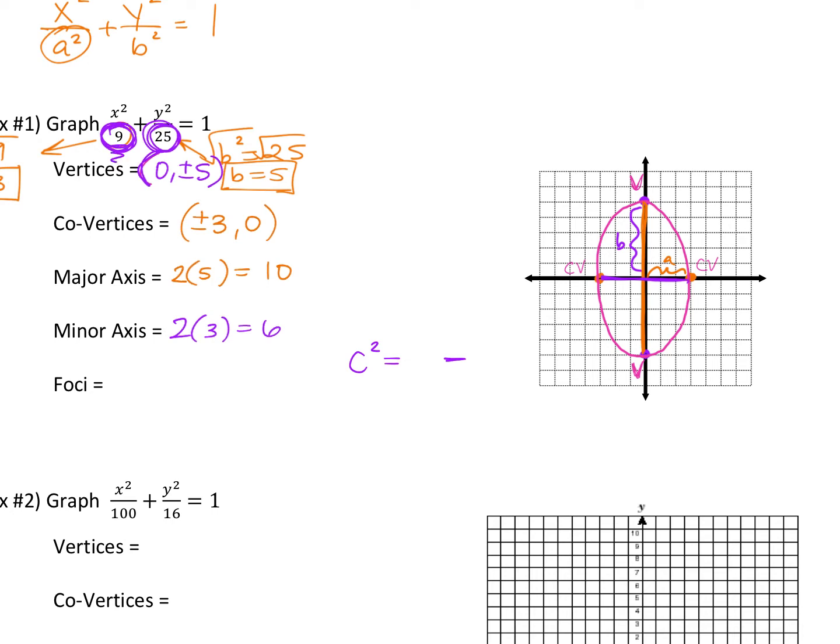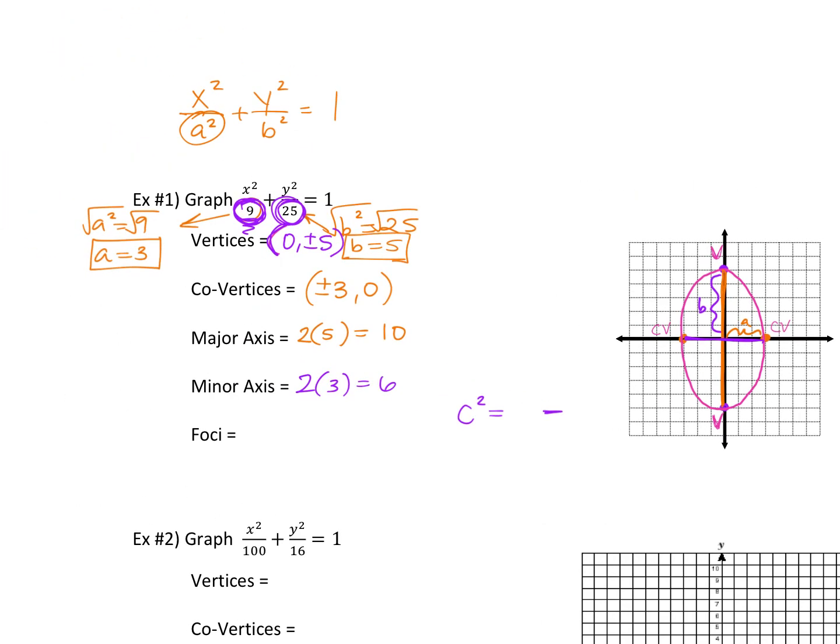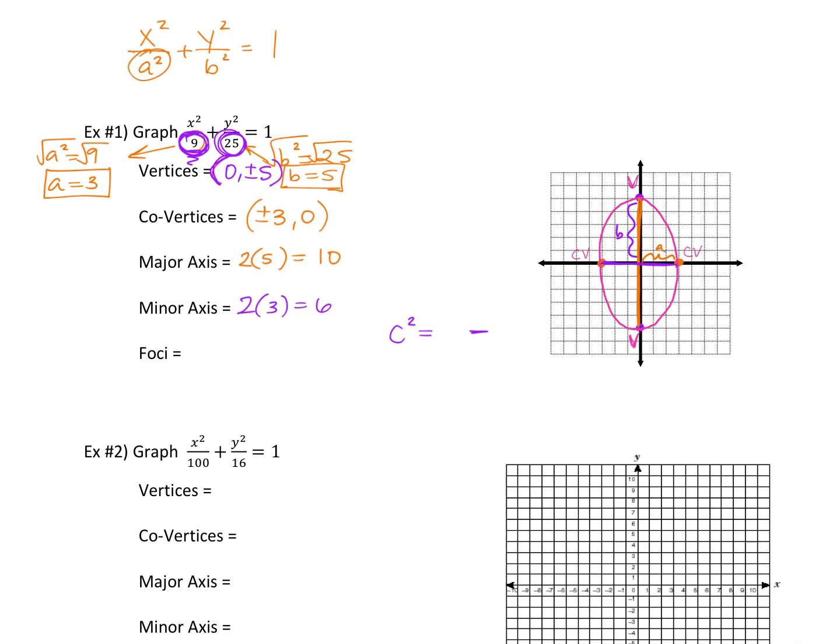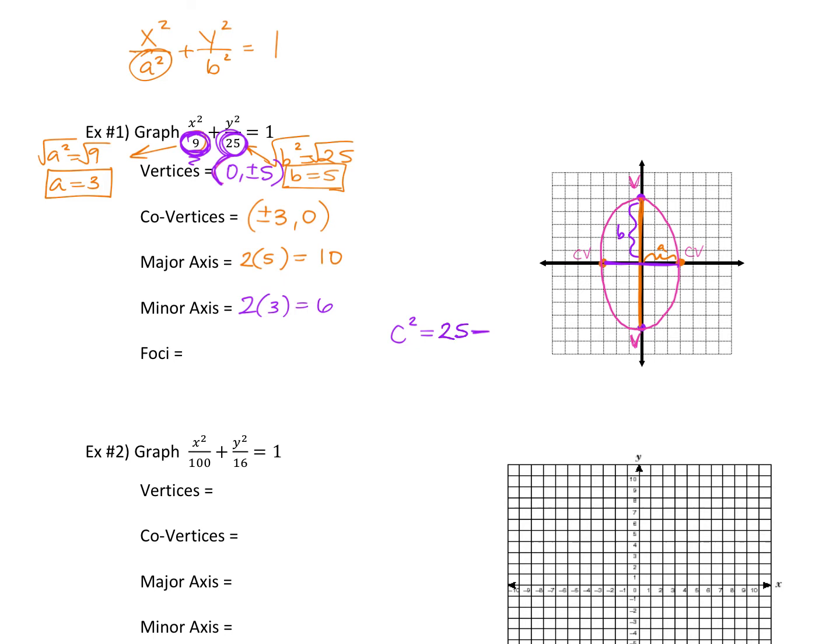You don't square those numbers. That is A squared and B squared. Now, if you want to think of them as 3 and 5, then you would square them, okay? But they've already been squared for us, so keep them squared and just use them that way. So this is going to be C squared equals 25 minus 9. Remember, bigger minus smaller. Okay? That means C squared is 16, and if we square root that, then our C value is 4.